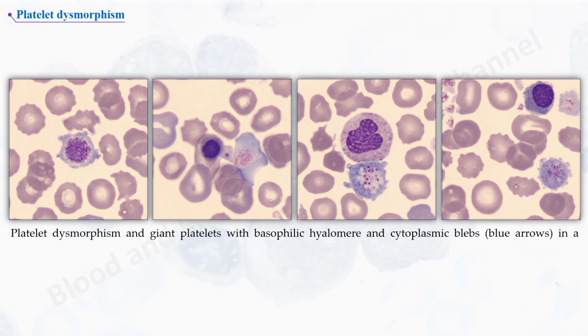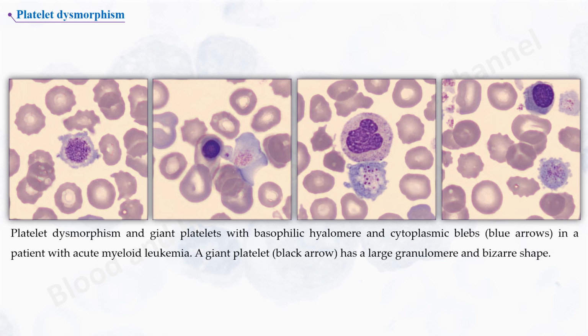Platelet dysmorphism and giant platelets with basophilic hyalomere and cytoplasmic blebs in a patient with acute myeloid leukemia. A giant platelet has a large granulomere and bizarre shape.